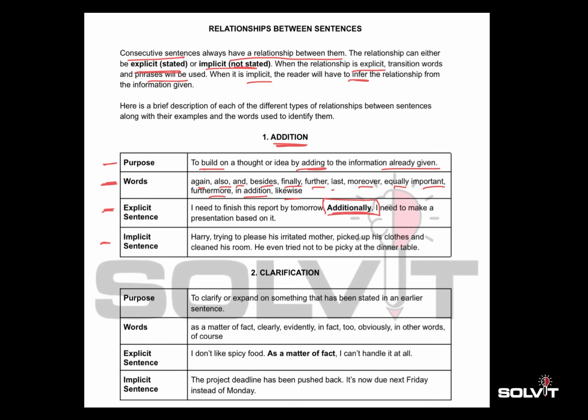Harry, trying to please his irritated mother, picked up his clothes and cleaned his room. He even tried not to be picky at the dinner table. So look, now this sentence does not use any of these words or phrases, right? But if we read the sentence, we know that the author is building upon the previous sentence, right? Harry trying to please his irritated mother. This is the main point of the sentence, that this boy was trying to please his irritated mother, and then picked up his clothes and cleaned his own room. He even tried not to be picky at the dinner table.